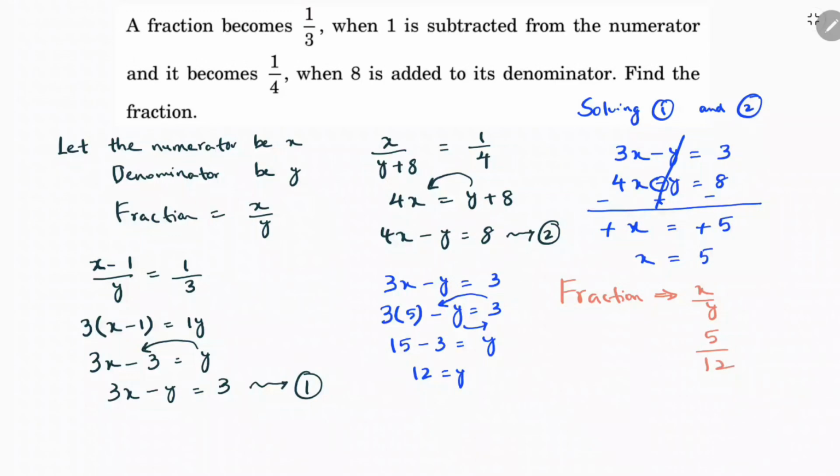Now if you want, you can verify. If 1 is subtracted from the numerator, 5 minus 1 by 12 is 4 by 12, which is nothing but 1 by 3. It's correct. And the other condition: if 8 is added to the denominator, 12 plus 8 gives 5 by 20, which is nothing but 1 by 4. So both conditions are satisfied, and the required fraction is 5 by 12.